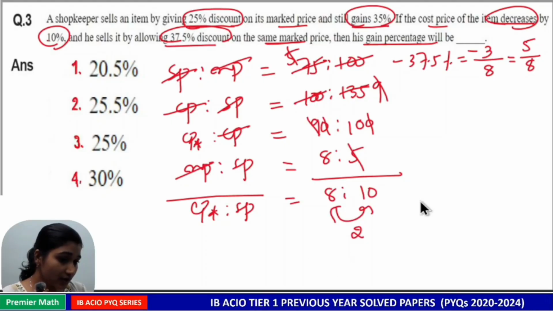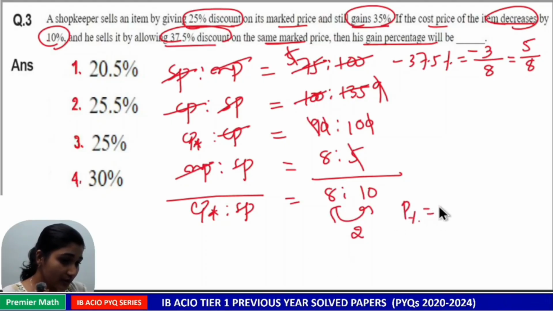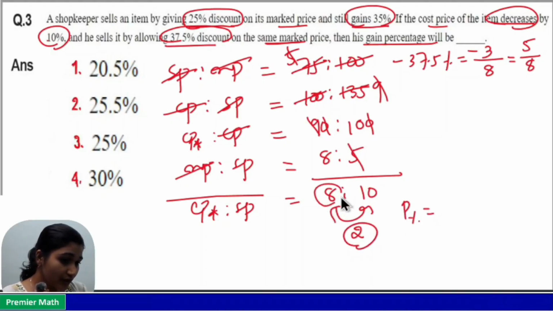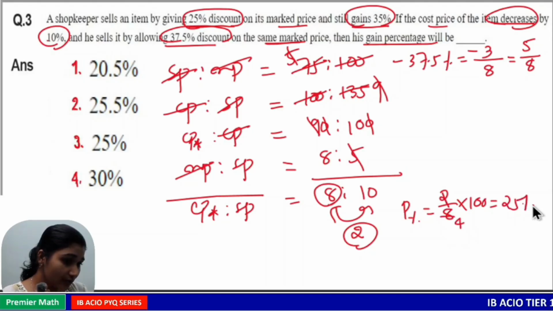That is, here the profit percentage is equal to 2 parts profit generated out of 8 parts. So 2 by 8 into 100 means 1 by 4 into 100, which is 25%. Option 3 is your answer.